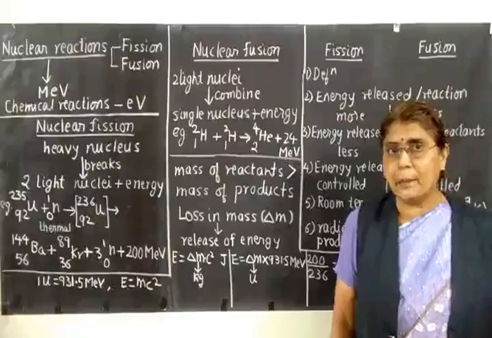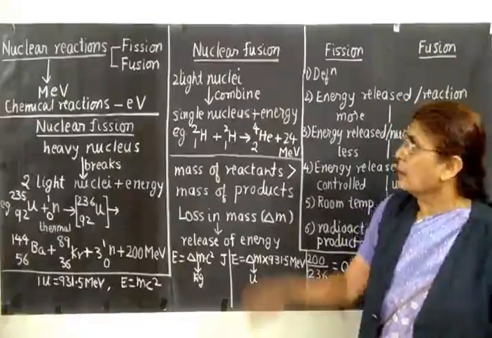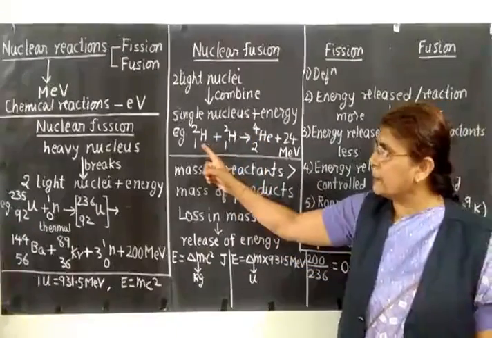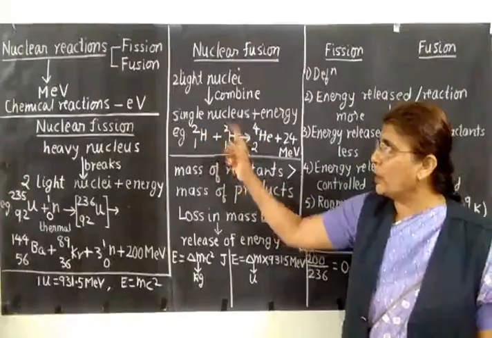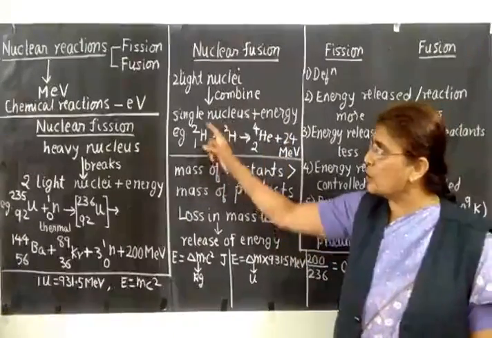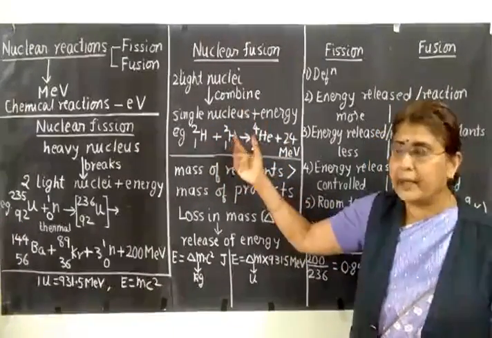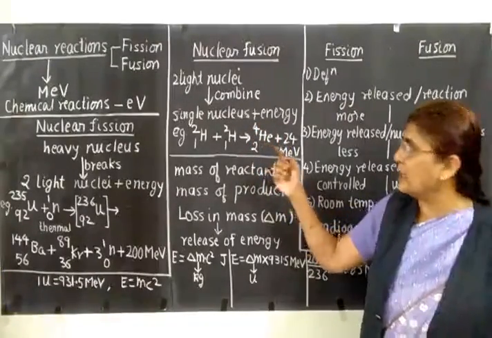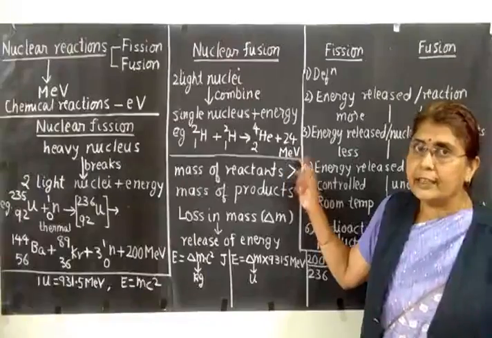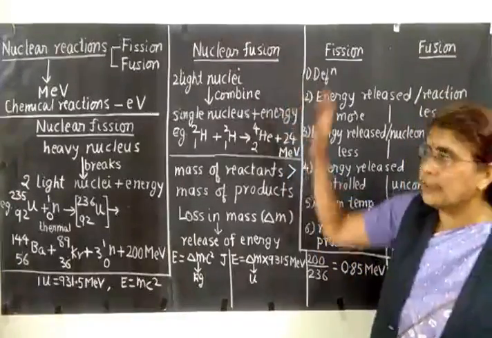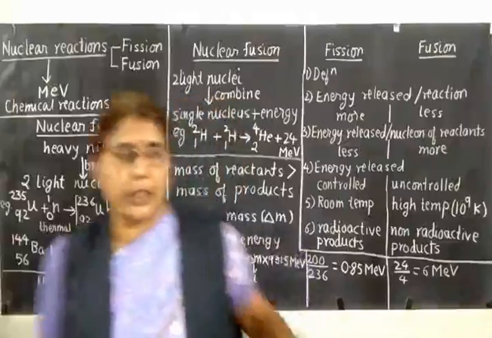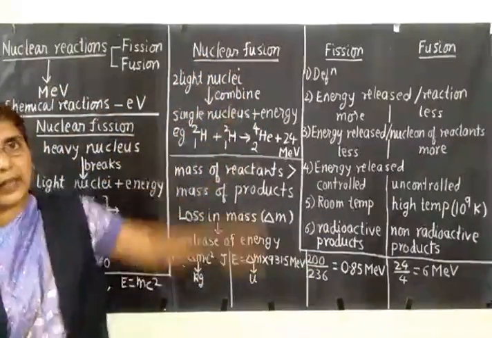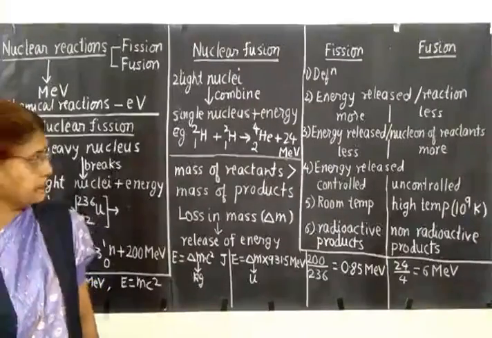Let us take the example of the fusion of two deuterium nuclei. Deuterium is represented as 1H2. So two deuterium nuclei are combining, 1H2 plus 1H2. After combining, it becomes a helium nucleus, 2He4, and in this process, 24 MeV of energy is released. So this is the definition of nuclear fusion: two light nuclei combine to form a single nucleus together with a release of energy.